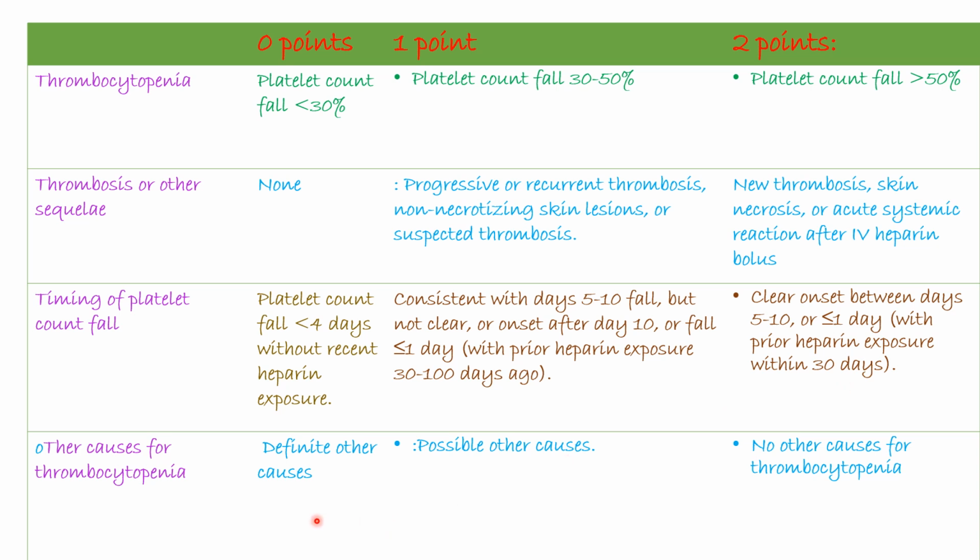Any other causes of thrombocytopenia, because you need to do a differential diagnosis. If there is definitely another cause, you give it 0 points. If you have possibly other causes, then you give it 1. No other causes of thrombocytopenia, you give it 2, meaning we highly suspect heparin-induced thrombocytopenia.